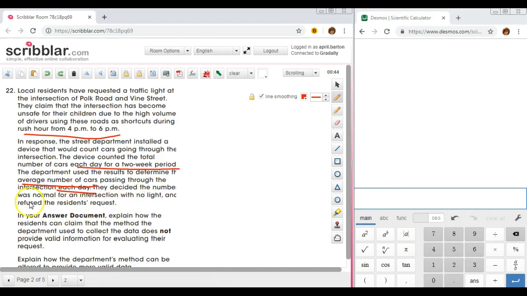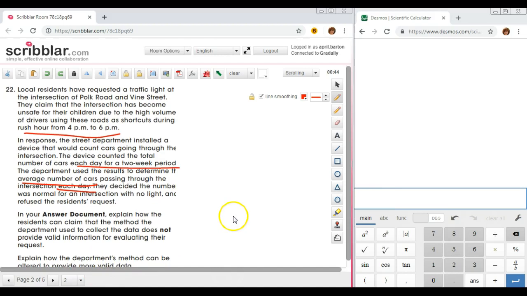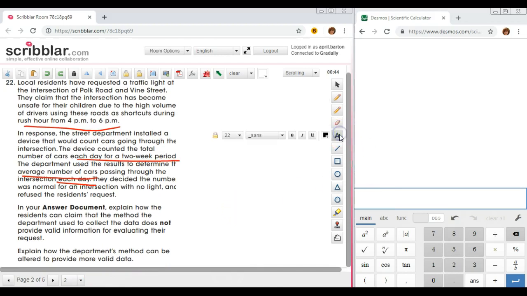They decided the number was normal for an intersection with no light and refused the residents' request. In your answer document, explain how the residents can claim that the method the department used to collect the data does not provide valid information for evaluating their request. Explain how the department's method can be altered to provide more valid data. So the problem is the residents only were worried from a certain time period, 4 to 6, during rush hour when most of the traffic happens. So our sentence would say something like that.